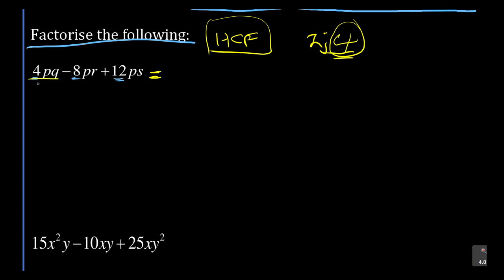If you divide by 4 here, you divide by 4 here, you divide by 4, it will work. If you divide by 2, yes, it's correct, but it's not the highest number. Okay? So we see that 4 is the better one there.